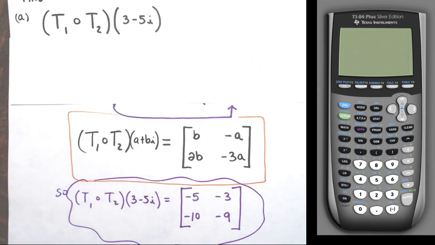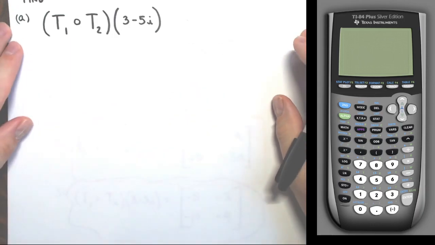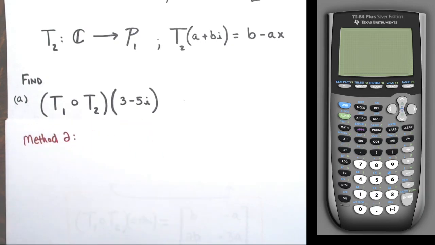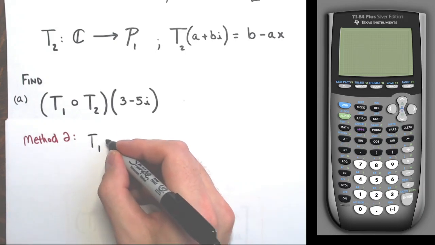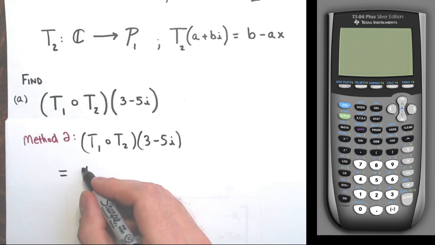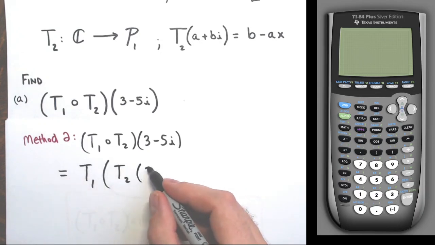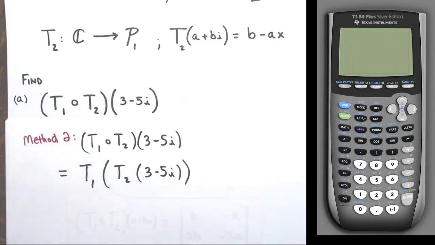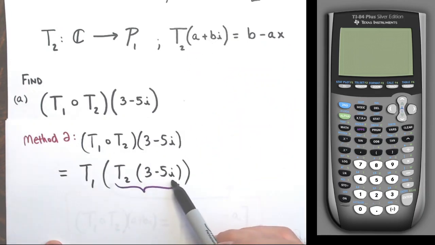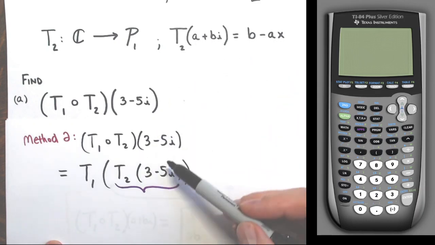All right, so that was again the long way, I guess, of going about it. Now the other way would be just to use the specific complex number you have and apply the transformations one at a time. So again, this is method 2. I've got T1 composed with T2 at 3 minus 5i. And just remember how it's defined, right? This would be T1 of T2 of 3 minus 5i. And I'm applying T2 first, which I have right up here. So instead of a plus bi as my input for T2, I have 3 minus 5i. So a is 3, b is negative 5.